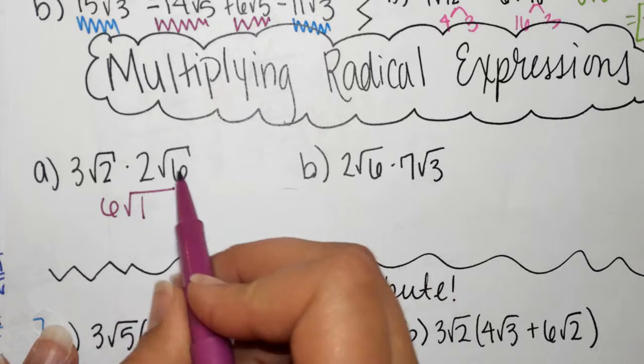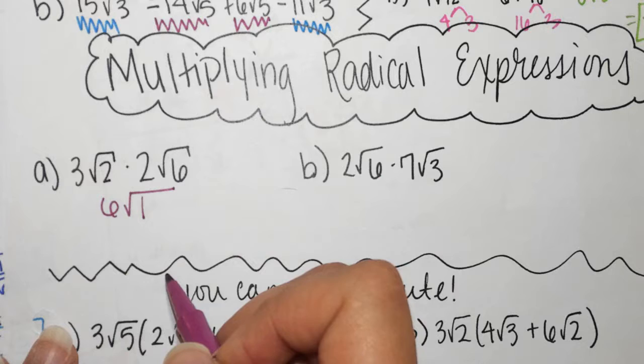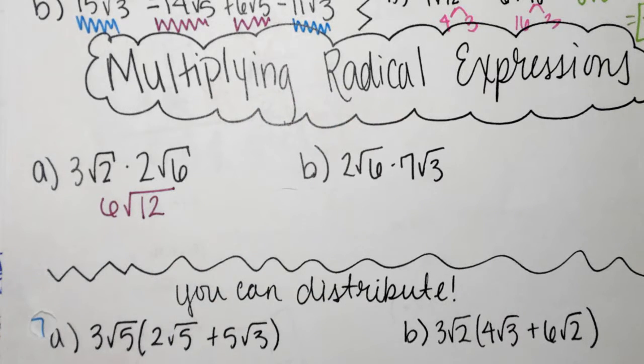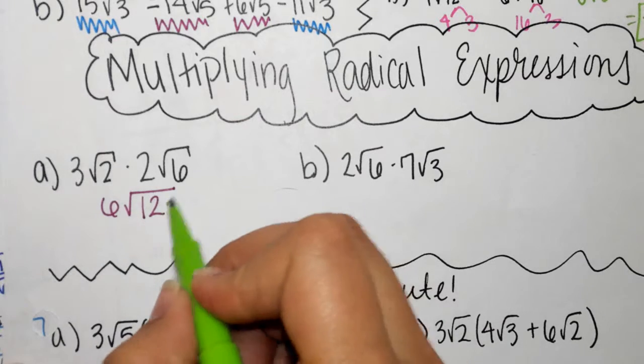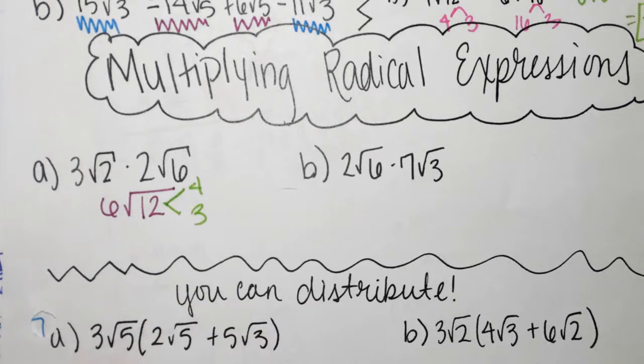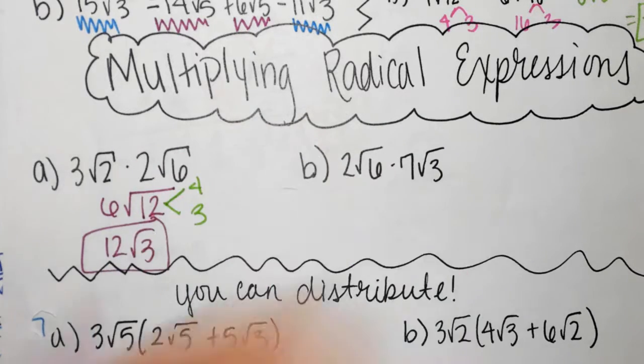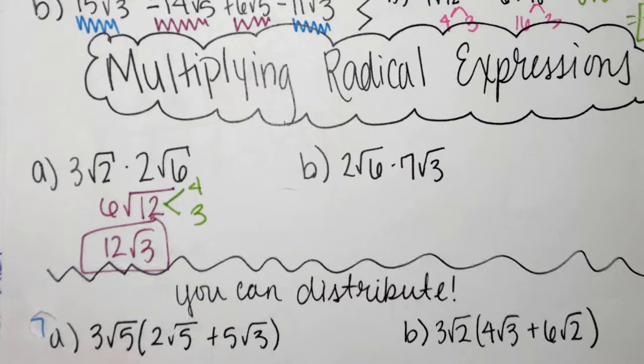What is root 2 times root 6? The square root of 12. Root 12. Not just 12. You can simplify it. And what does it simplify into? 12 root 3. Ta-da! Where did Saxon and I get the 12 from? Multiplying 2 times 6. And where did the 2 come from? 4. Woo! Can you do B without me?